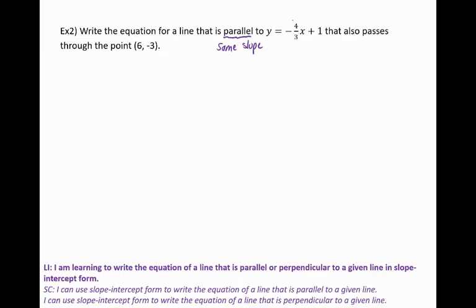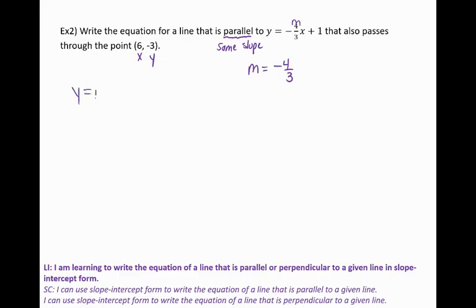And the slope here would be negative 4/3. And if I'm doing parallel lines, I want the same slope. So I'm just going to copy that, negative 4/3. And then it passes through the point (6, -3), which I know, if they give me an ordered pair, that is an x and a y value.